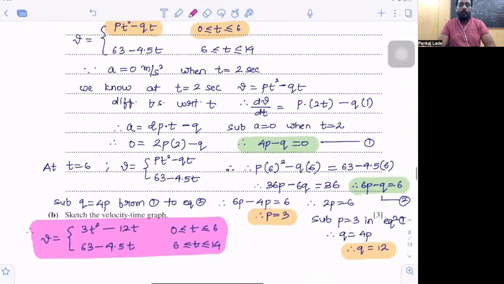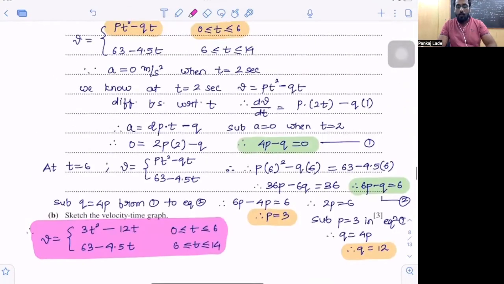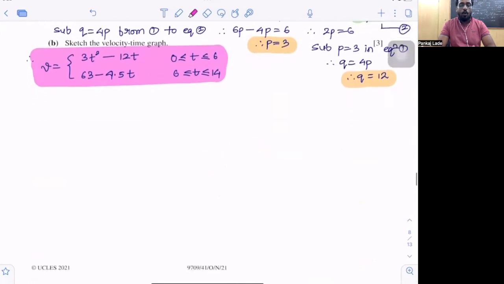So we have already completed the first question. Now we are advancing towards the second question. Sketch the velocity time graph. So v versus t graph is needed. So v will be on the y-axis and t will be along the x-axis. So I'm going to draw the velocity time graph. You can observe when t is 0, velocity is 0.